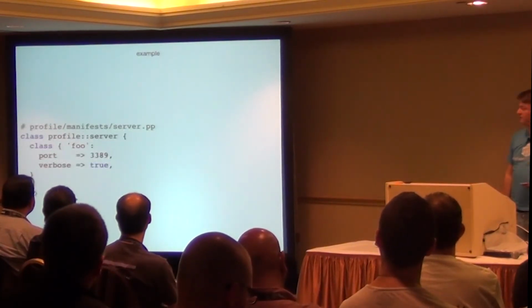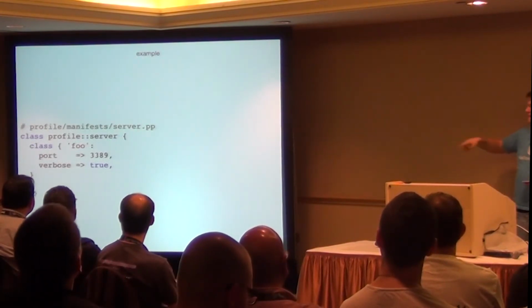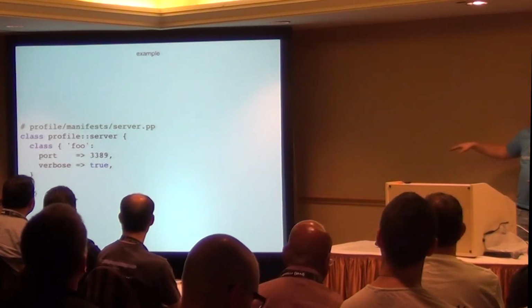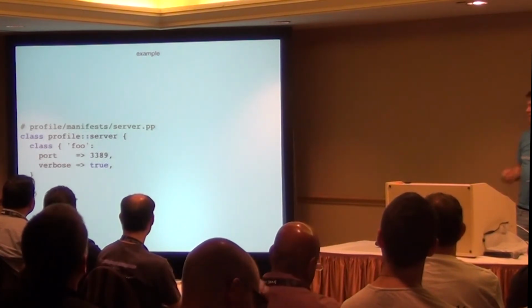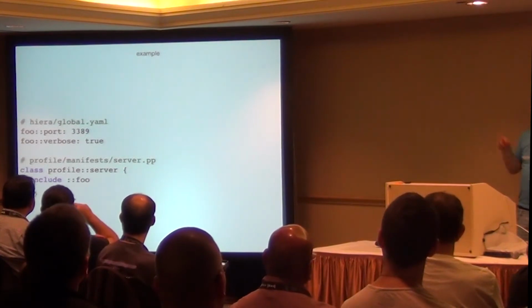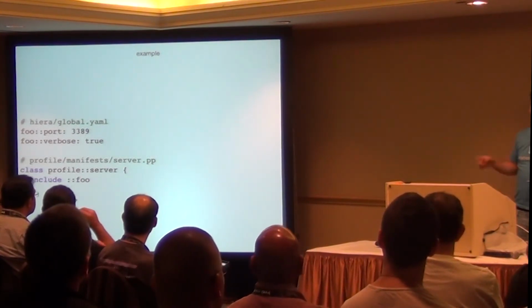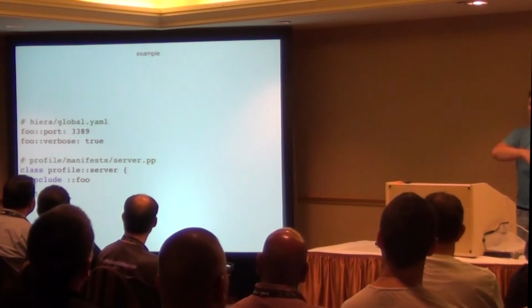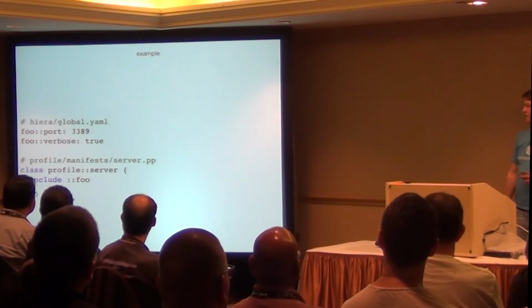And so you can use foo with the traditional class declaration syntax, where you go class foo, here are the parameters you want to supply. I'm a big fan of Hiera class parameters, because that way I can just include foo wherever I need it, and if I need to override a setting somewhere, I just do it in Hiera, which makes a lot more sense in my brain. Either way it works.